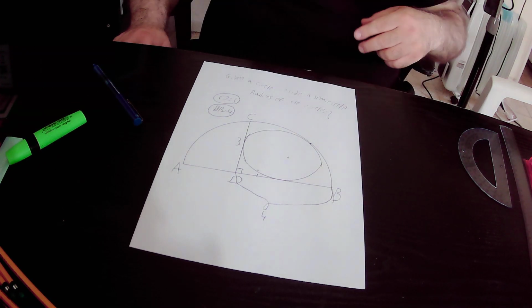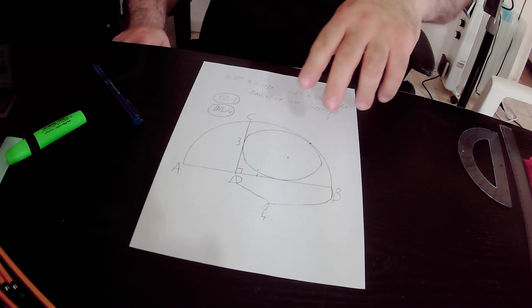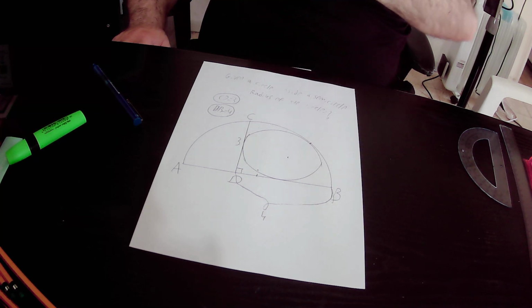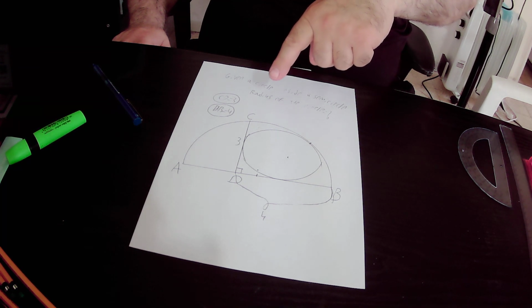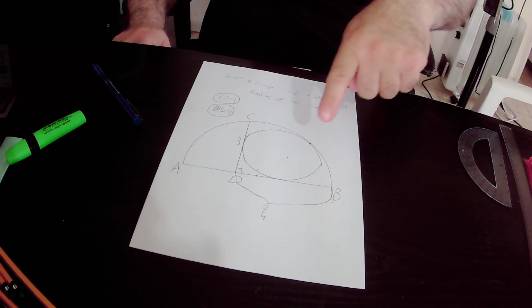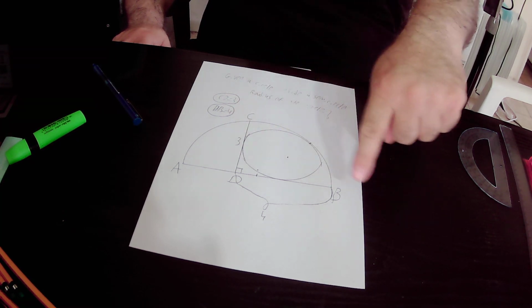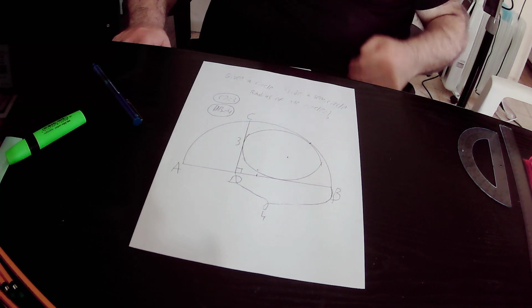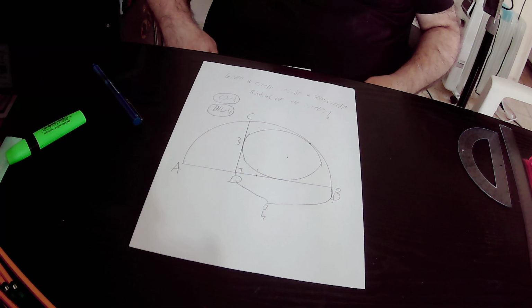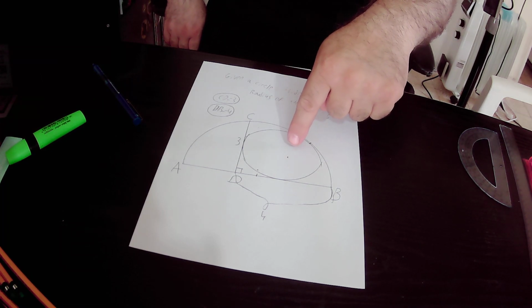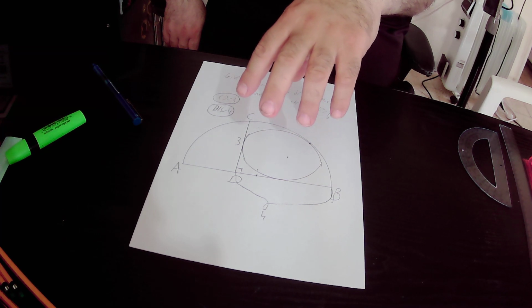Hello, in this lecture we'll find out the radius of the small circle. In the drawing we have a circle that is inside a semicircle. We know that line segment CD equals 3 units and line segment BD equals 4 units. Angle CDB is a right angle, equal to 90 degrees. And we want to find out the radius of this small circle that is inside the semicircle.